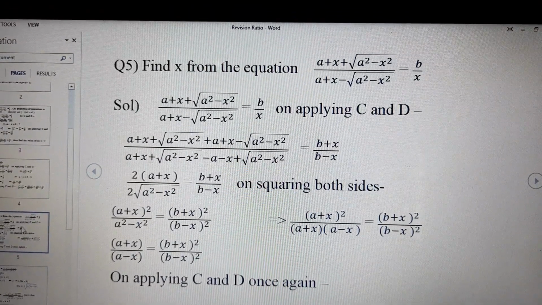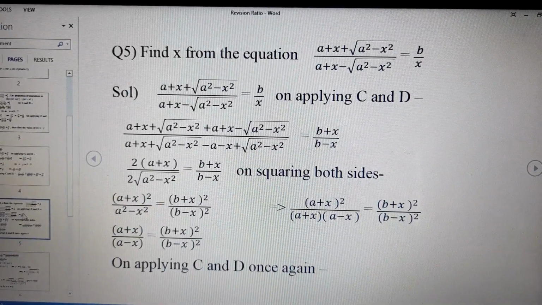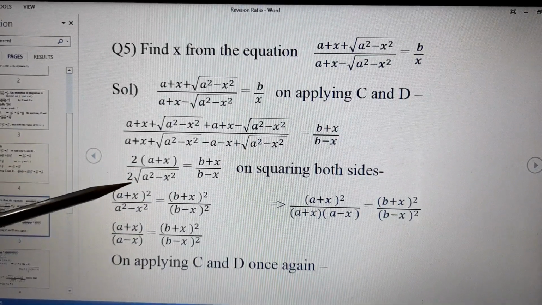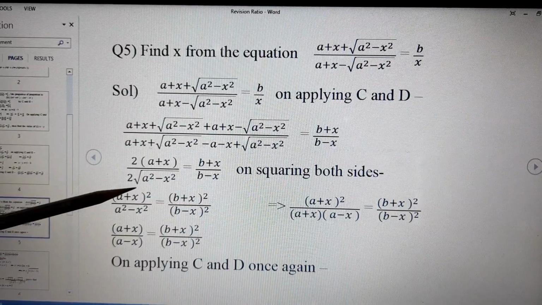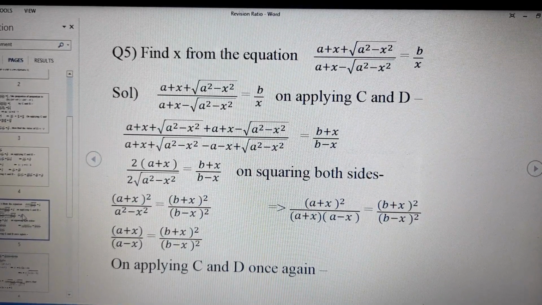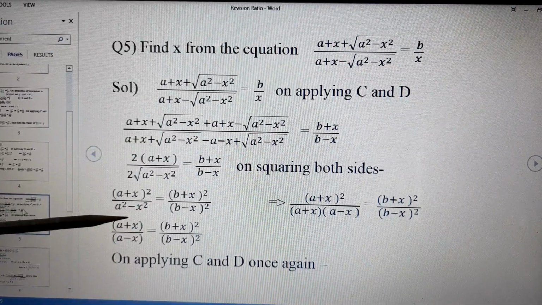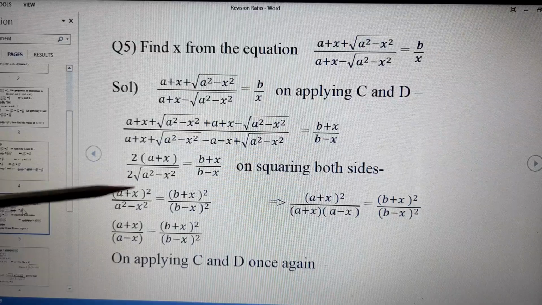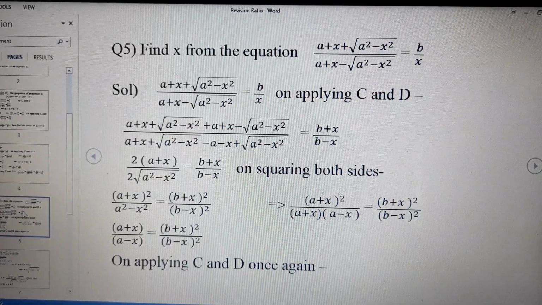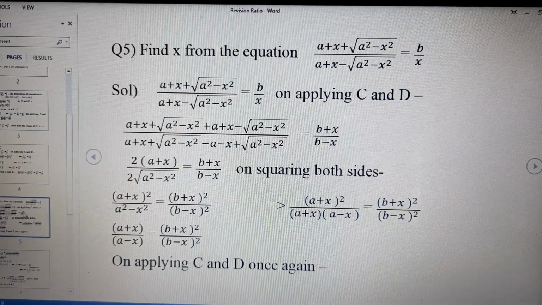Because it is plus, they'll be added like terms. So 2 under root a square minus x square. 2 and 2 can be cancelled from here. And because we have the under root sign here, on squaring both the sides, just to remove the under root sign, we'll have (a plus x) whole square divided by, the under root sign having disappeared, a square minus x square. And on the other side (b plus x) whole square divided by (b minus x) whole square.